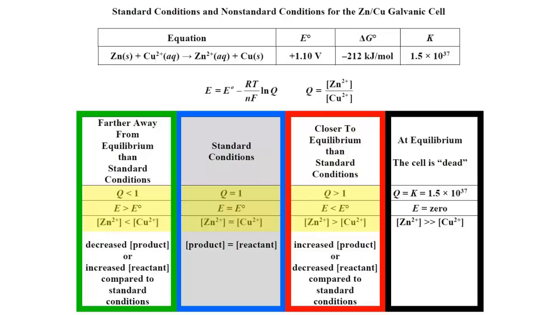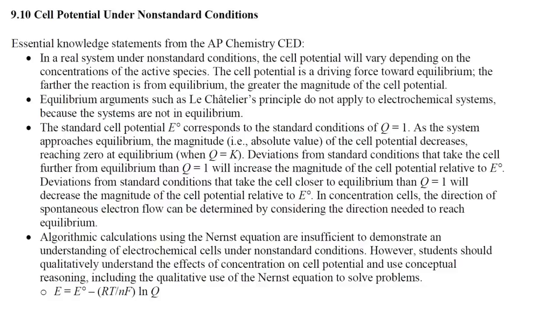Now, later in this video, I will talk about this particular diagram. Between questions 8 and 9 in the packet, I will spend more time talking about this diagram. You can see that there is a Q, which is this ratio of products over reactants for a redox equation, and I'm highlighting Q equal 1 under standard conditions, Q greater than 1 closer to equilibrium than standard conditions, and Q less than 1 farther away from equilibrium than standard conditions. But again, I'll talk more about this later in the video between questions 8 and 9.